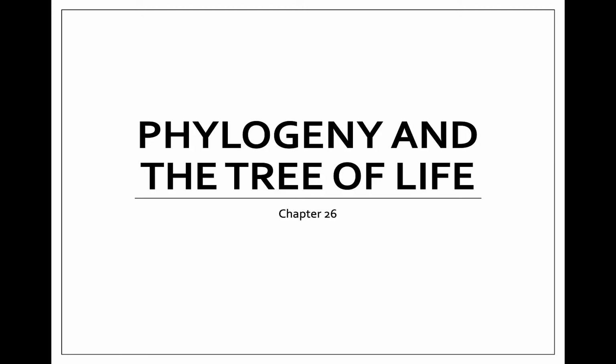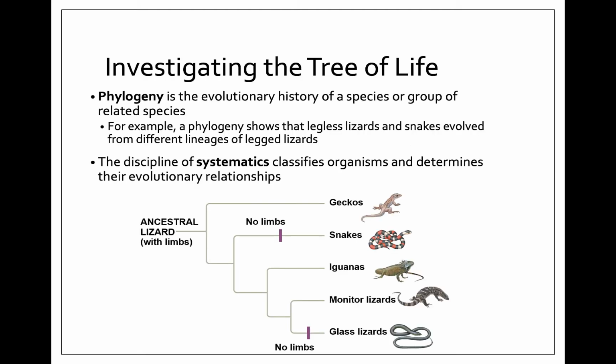So phylogenetics is the study of how groups of species are related in an evolutionary context. So an example of a phylogeny, right? We have legless lizards and snakes evolved from different lineages.